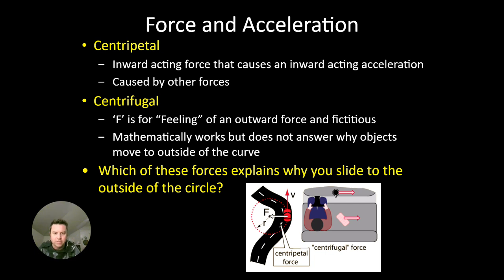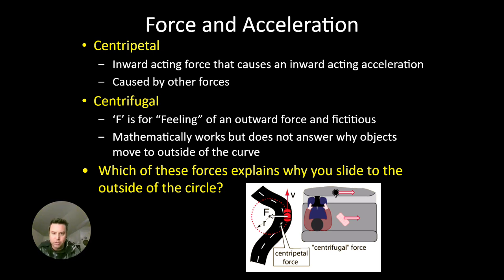All right, which of these forces explain why you slide to the outside of the circle? It turns out neither one of them do. As you're going around this circle, going to the left, everything in your car feels like it's being pulled to the right. I think that's a cup of coffee in there. I don't know why you would sit a cup of coffee on the dashboard. But let's just say you had your cell phone sitting on the seat beside you. You turn the car, and you feel like you're getting pushed this way. The cell phone slides across the seat.